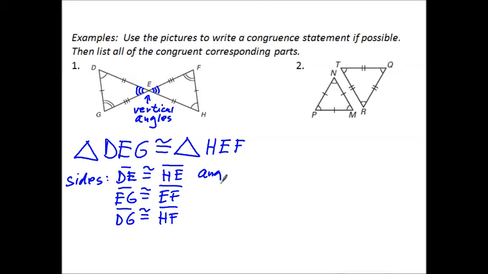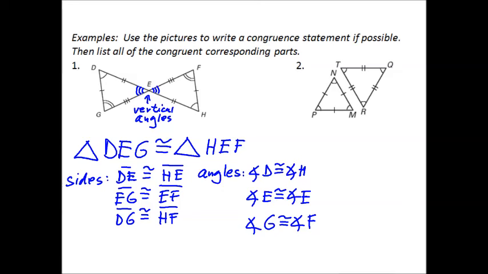Now let's look at the angles. Angle D is congruent to angle H. And again, stop the video now and find the other two corresponding parts yourself. Hopefully you also found that angle E is congruent to angle E and angle G is congruent to angle F.